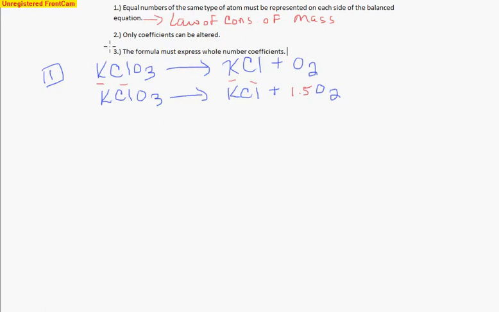If you look up here at the rules that I outlined, you'll see that, sorry, not number 2, number 3: the formula must express whole number coefficients, so we can't have this 1.5. The way to knock out that 1.5 is to multiply both sides of the equation by 2. So now I get, let me do this in blue, 2 molecules of KClO3 yields, and then I apply this 2 to each of the compounds on this side of the equation.